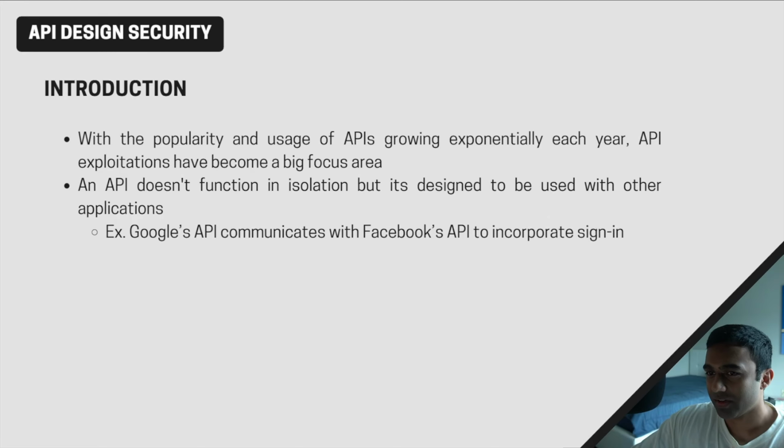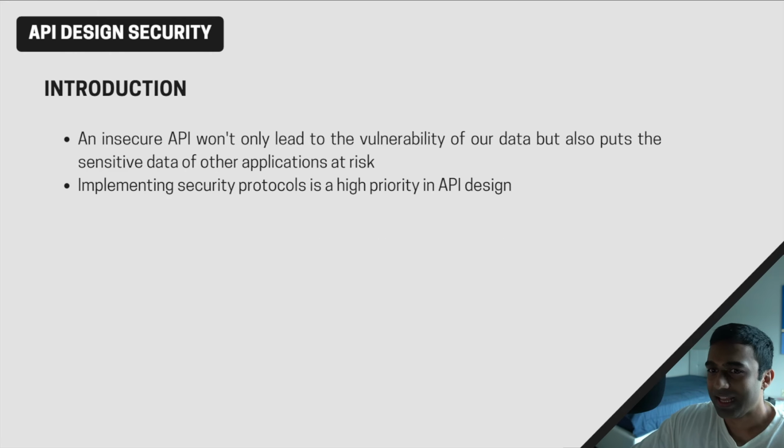With the popularity and usage of APIs growing exponentially each year, API exploitations have become a big focus area. An API doesn't function in isolation, but it's designed to be used with other applications. For example, Google's API communicates with Facebook's API to incorporate sign-in. An insecure API won't only lead to the vulnerability of our data, but also puts the sensitive data of other applications at risk. Implementing security protocols is a high priority in API design.